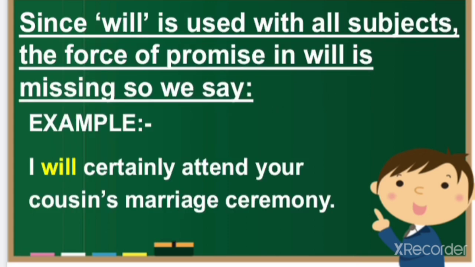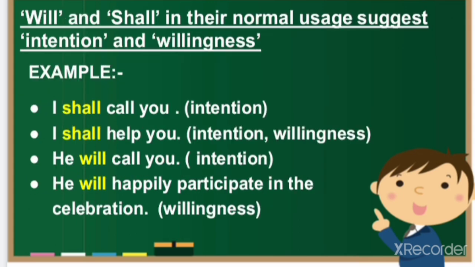Now, since will is used with all subjects, the force of promise in will is missing. So, we say, I will certainly attend your cousin's marriage ceremony. Now, will and shall in their normal usage suggest intention and willingness. Examples, I shall call you. This shows intention. I shall help you. It shows intention as well as willingness.